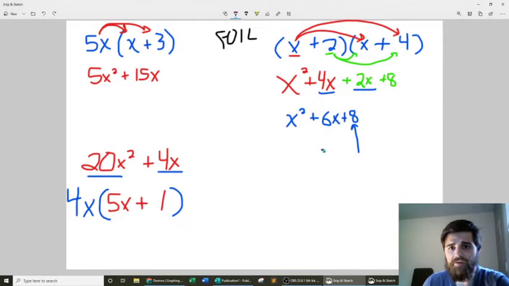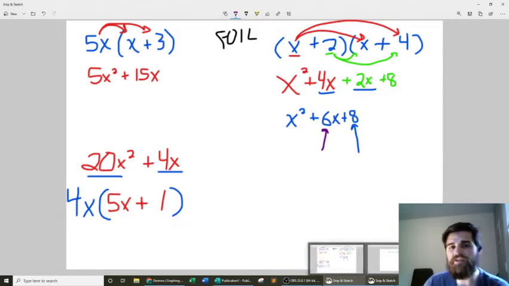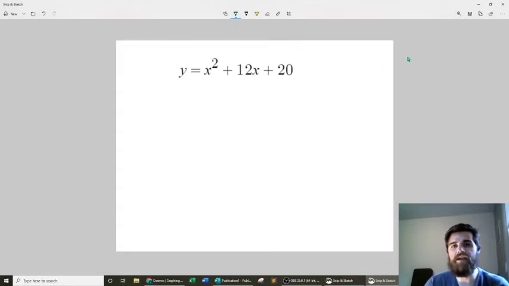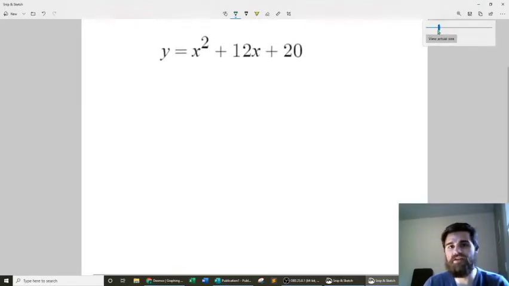And if we think about where we get this number, 6, well, we added 2 and 4. So if I were looking at this and trying to solve, I'd have to figure out what numbers add up to 6, and at the same time multiply to give us 8. So let's see if we can think of a new example and solve this using that logic.